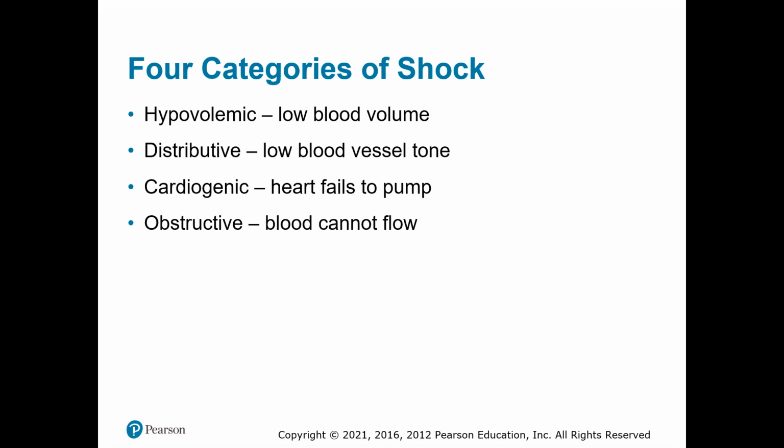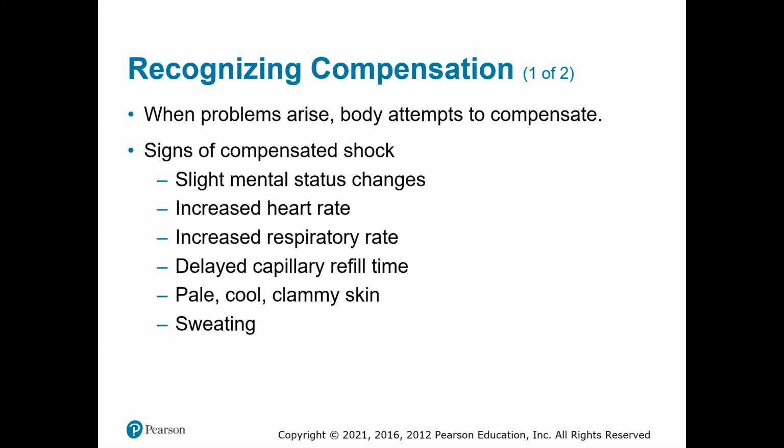There's 4 categories of shock. Hypovolemic, so inadequate volume, volemic being volume, or low blood volume. Distributive, this is low blood vessel tone. So this is the 5-inch suction hose. Cardiogenic is the pump itself. So the heart, either a mechanical issue or an electrical issue. And then obstructive, the blood can't flow. This is a plug. This is a clot that's happening that has stopped the flow of blood.